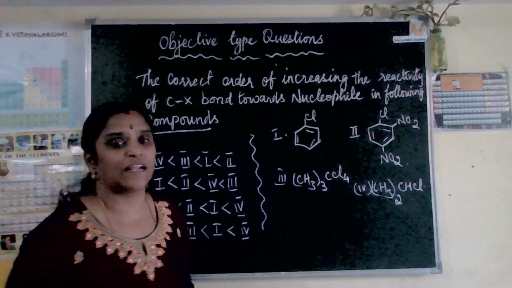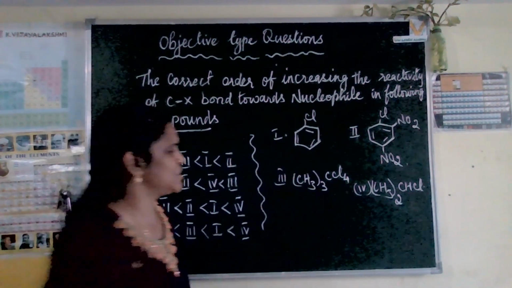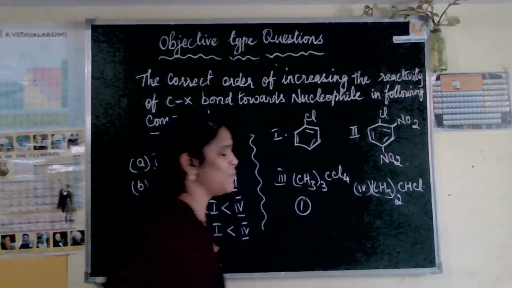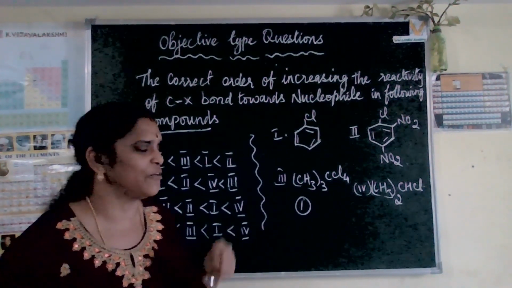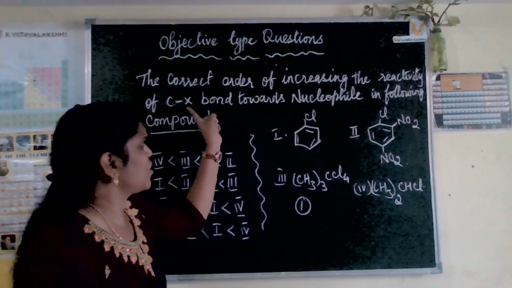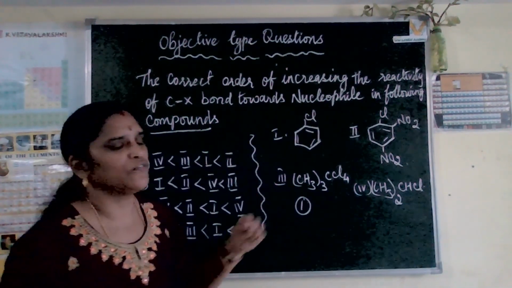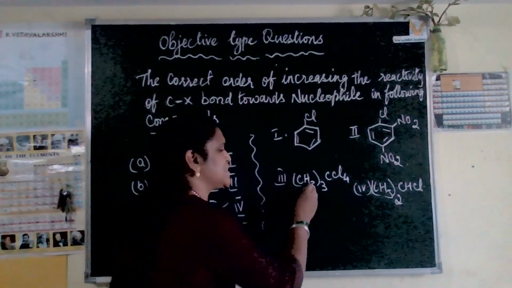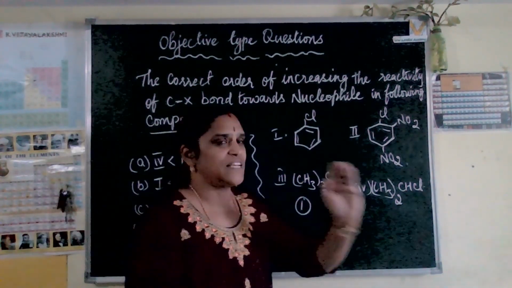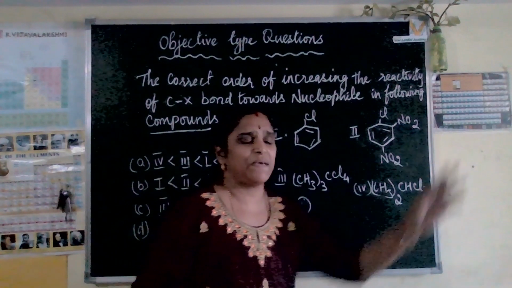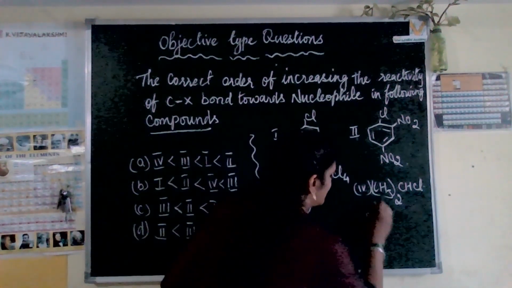Where will your vote go first? The first you will go for here only. Why? Because it is a tertiary carbon, so it will be more reactive. So 100% the carbon-halogen bond towards the nucleophile, in increasing order, your mind will go to this point. The second one, tertiary, secondary, primary and methyl, right? So this is the secondary, that second one.